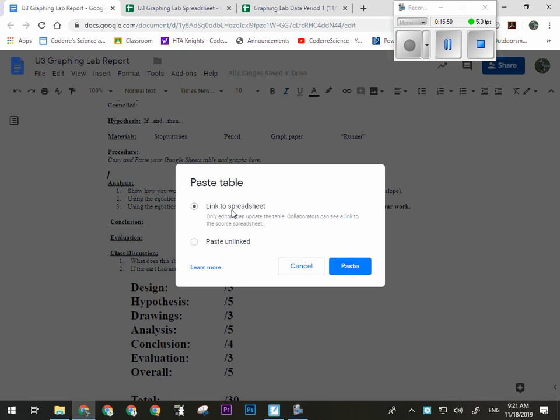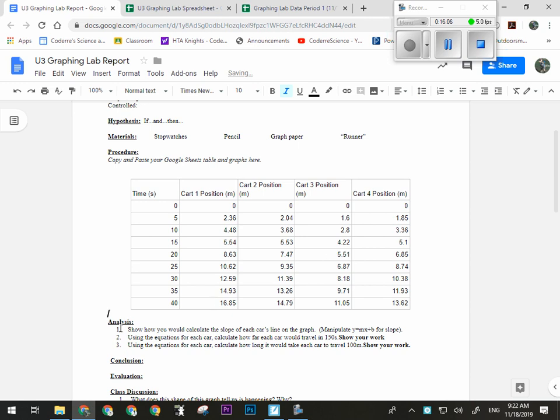It's going to ask you, do you want to link it to the spreadsheet? You do, because if you find that you have to change something, any changes you make in Google Sheets will automatically show up in its copy in your lab report. Saves you having to do it twice. So I click paste here, there's my chart.